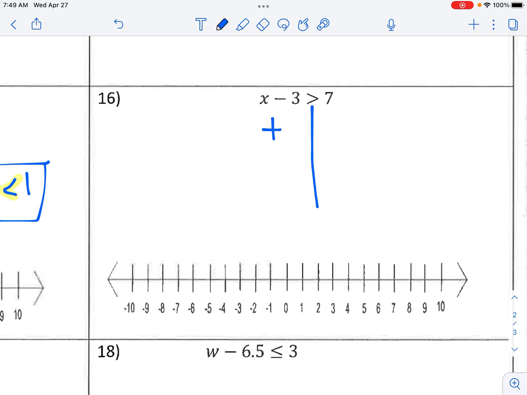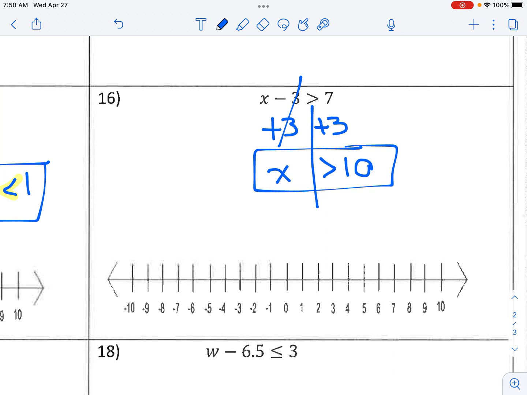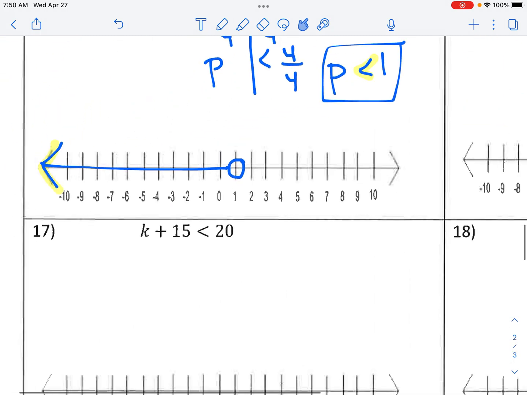Draw your mirror. Do the inverse operation. -3 plus 3 cancels. So we have x is greater than 10. Put a circle at 10. Check the direction of your arrow. Find the matching arrow on your number line. Going to darken just a little bit of that. And since this is greater than 10, 10 is not a solution for x, so we're going to leave that circle open.